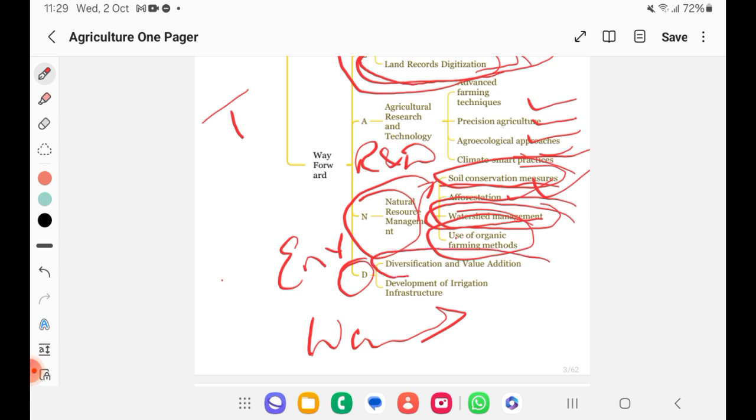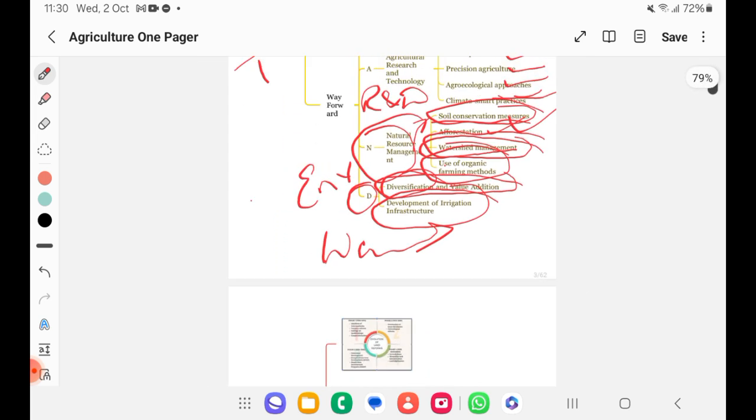D is diversification and value addition. One crop you should not depend on. Diversification is important. The key term is diversification. And development of irrigation infrastructure. Okay, these are the way forward.